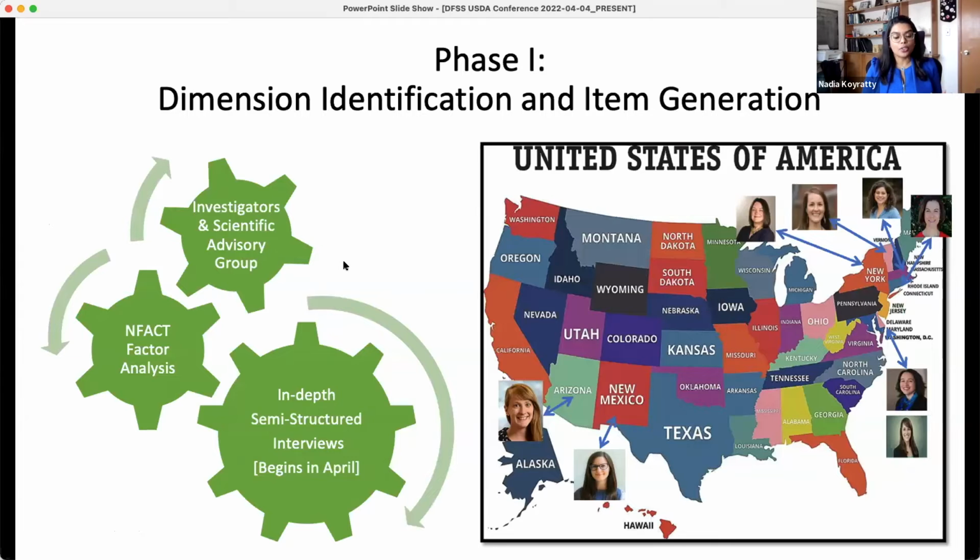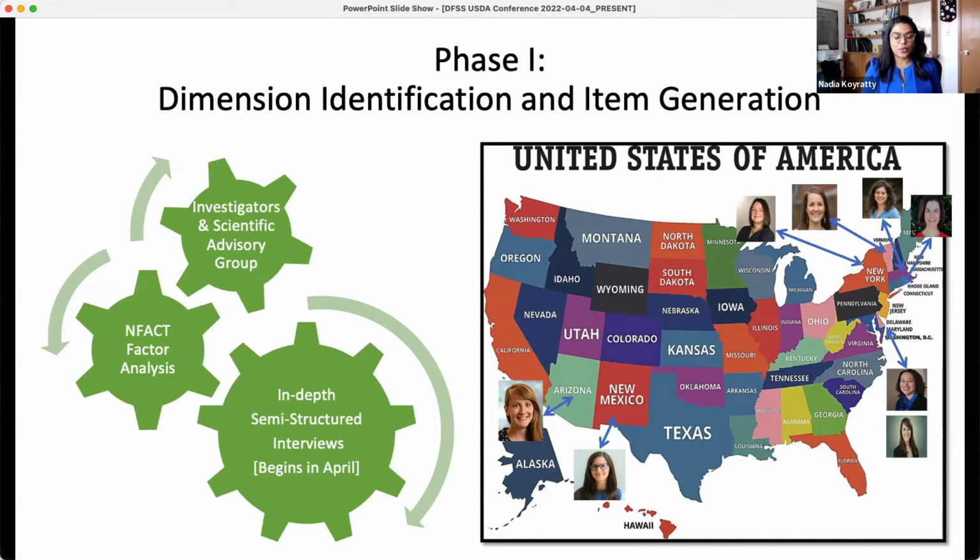We are about 2/3 of the way through phase 1 of generating domains of food security during disasters and identifying the relevant items for each domain. We used a mixed methods approach in this phase with 3 steps that feed onto each other, as illustrated in the gear diagram here. In the first step, we gathered a group of experts, researchers, and stakeholders. You can see their smiling faces here on the map.